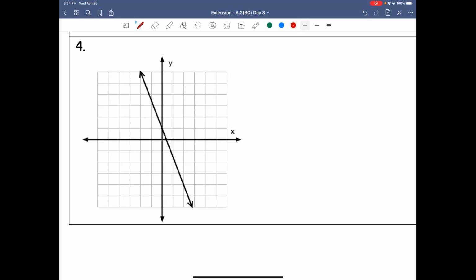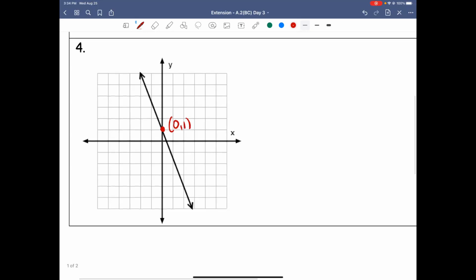Example 4 is graphical, and so we know that in order to write the equation of this line, it's easiest to be able to find the slope and the y-intercept and write directly into slope-intercept form. Well, the y-intercept is pretty straightforward here. We see that this graph crosses the y-axis at the point (0, 1), and so we know that our value for b is just going to equal 1.